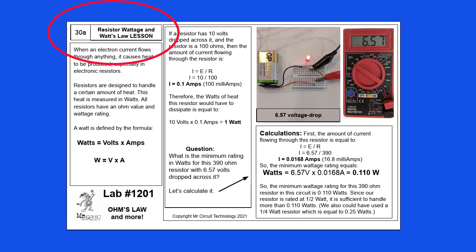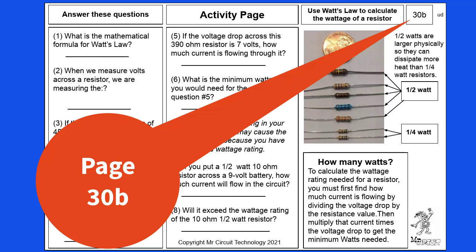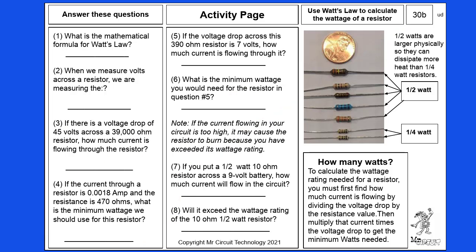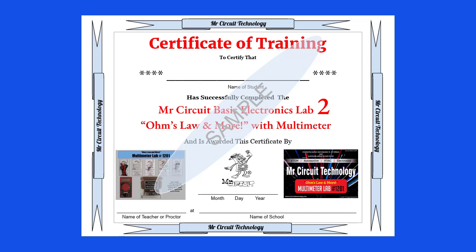That finishes the video introduction for this lesson on wattage and Watt's law. When you fill out the answers on page 30B of your lab manual, and you have completed all of the other 29 lessons of this lab, you qualify for the Certificate of Training for the Mr. Circuit Basic Electronics Lab Number 2. In order to receive your signed certificate, contact your instructor or proctor.